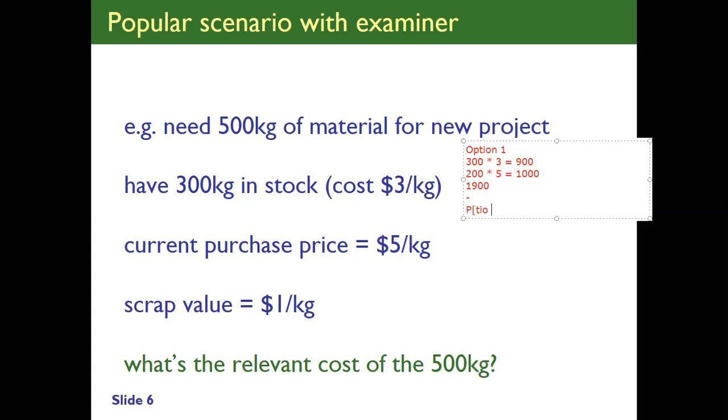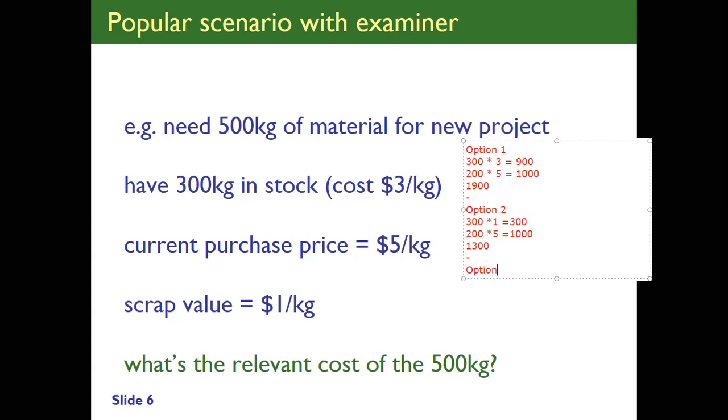Then you've got option two. Option two is that the 300, which you already have in your stock, you can sell as scrap, that's the throwaway price. When I multiplied with 3, that was my cost. But if I just scrap it out, it would be $1, and multiplied, it makes 300. But the remaining 200, you still need to buy from the market at $5, because there is no other option. So it is 1,000, and your total cost becomes 1,300.